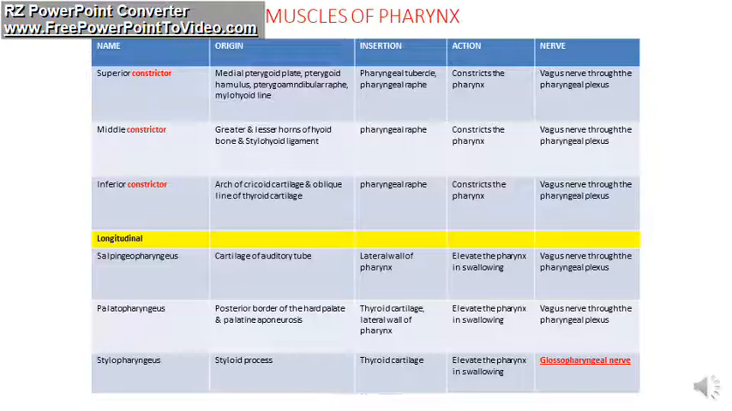Longitudinal, what we have: salpingopharyngeus, from the cartilage of the auditory tube, and we have palatopharyngeus, which is from the posterior border of the hard palate and palatine aponeurosis, plus the stylopharyngeus. It starts from the styloid process.